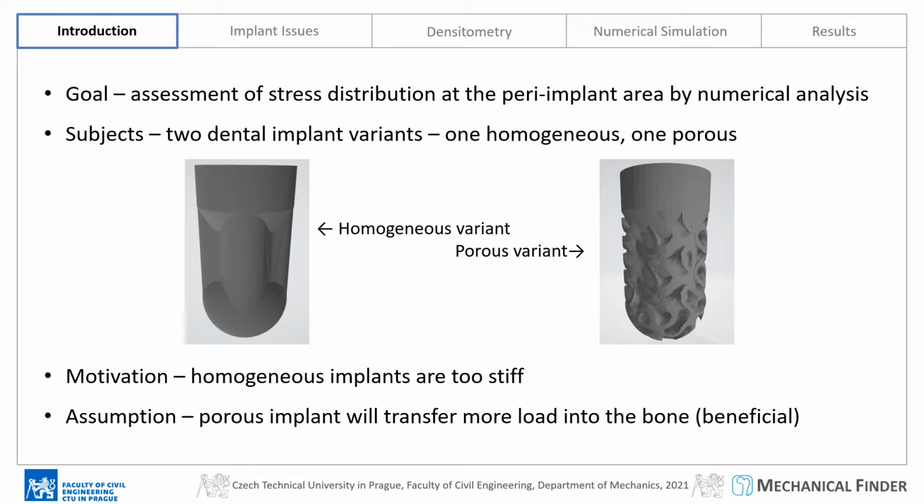The one on the left is a homogeneous implant, and the one on the right is the same geometry, but instead of homogeneous ribs, it has a porous structure embedded into the body of the implant. The idea is that homogeneous implants are far too stiff compared to bone, and the introduction of porosity lowers the global Young's modulus of the implant and allows more load to be transferred from the implant into the surrounding bone, thus preserving its mechanical properties and allowing some mechanical stimuli.